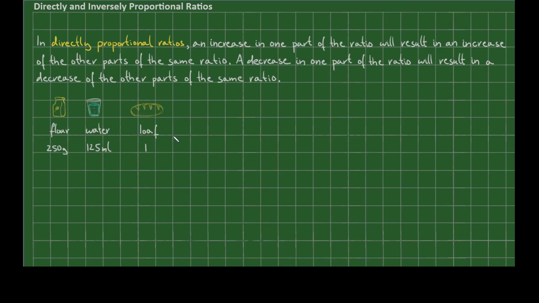Suppose that I'm making some bread. The two main ingredients are flour and water. If I combine 250 grams of flour and 125 milliliters of water, I should end up with a single loaf of bread. But what if I have 1000 grams of flour? How much water will I need?